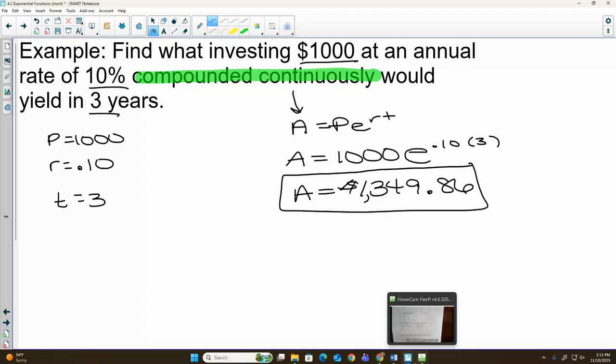So did you guys get $1,349.86? Yeah. Okay. God, I'm good at that. So far, so good? Is anyone having trouble finding E on the calculator? I just don't think I'm putting it in right. Vanessa, you have to press second. Oh, it's a point. Okay, that was my problem. Did you guys get it?